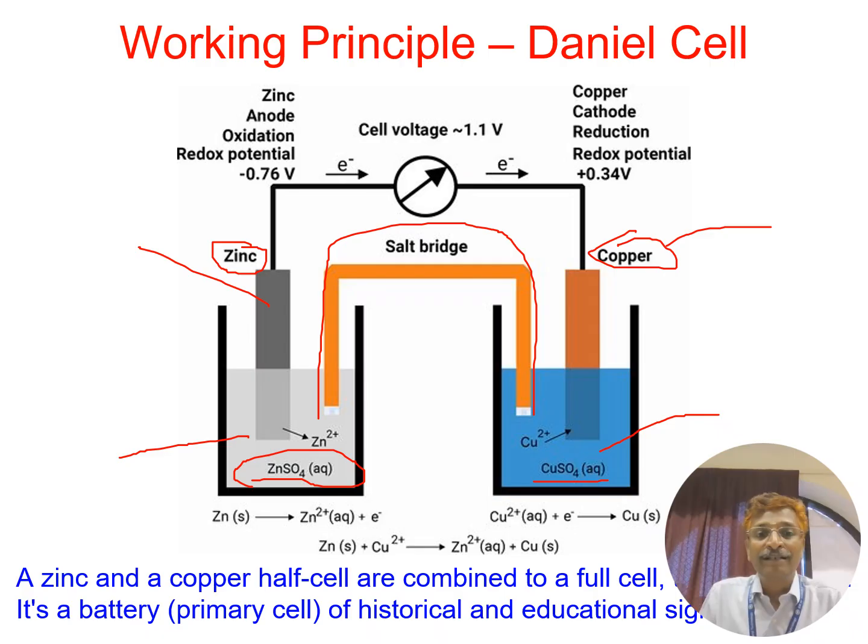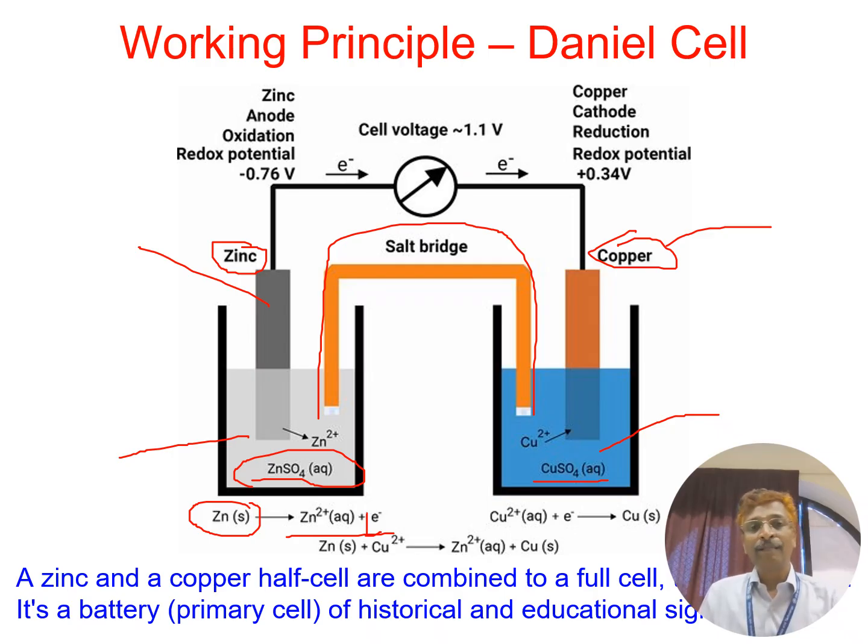If you look at the reaction, zinc loses its electrons. The zinc rod loses its electrons to produce Zn2+ and 2 electrons. Here there was a mistake, it is 2 electrons: Zn2+ plus 2e-. These electrons flow through the external circuit to produce electricity, whereas Cu2+ accepts electrons and is reduced to form solid copper.